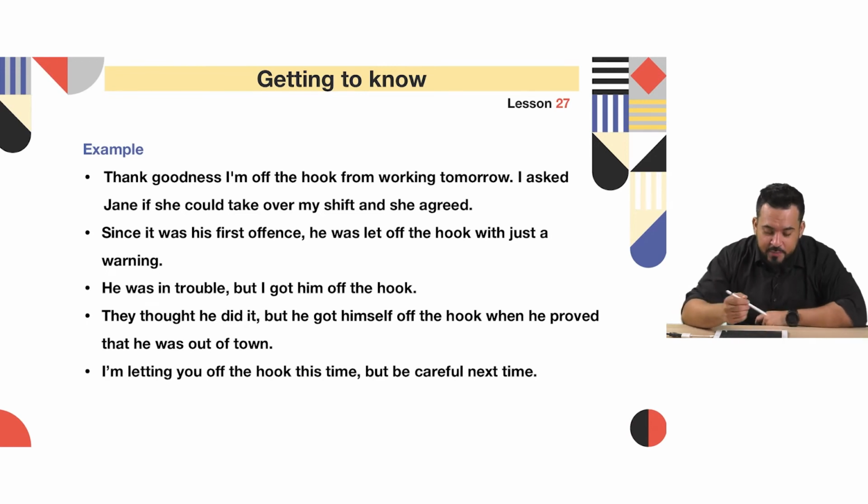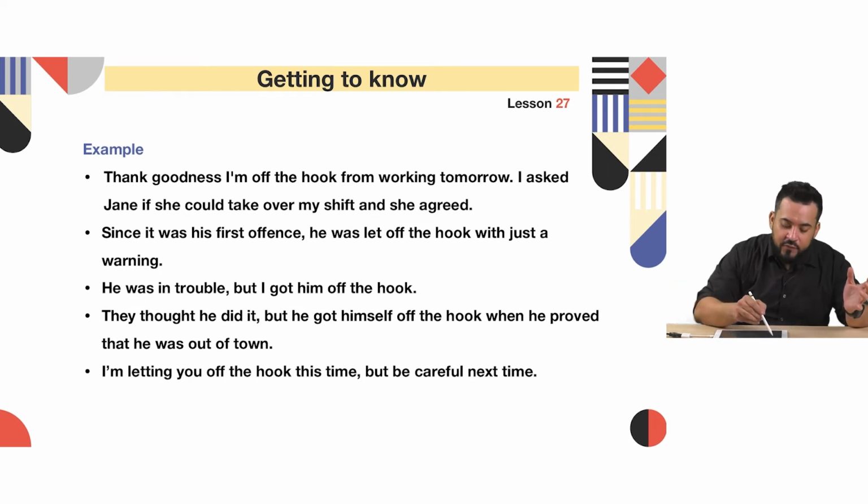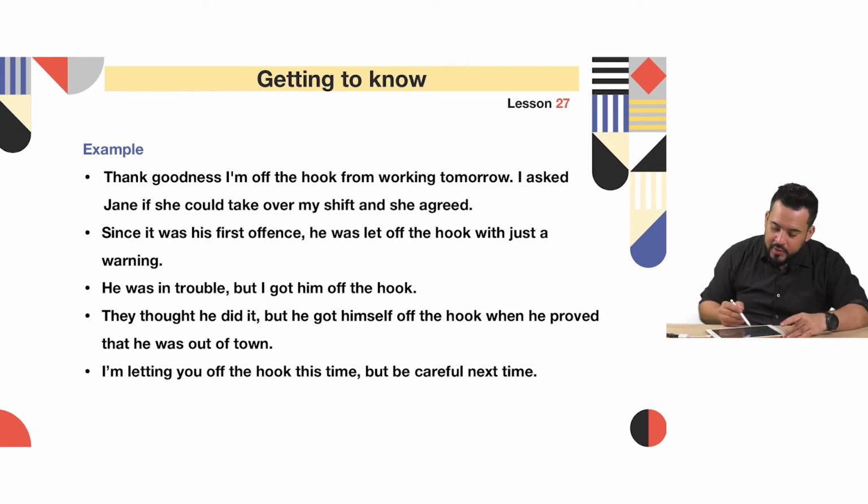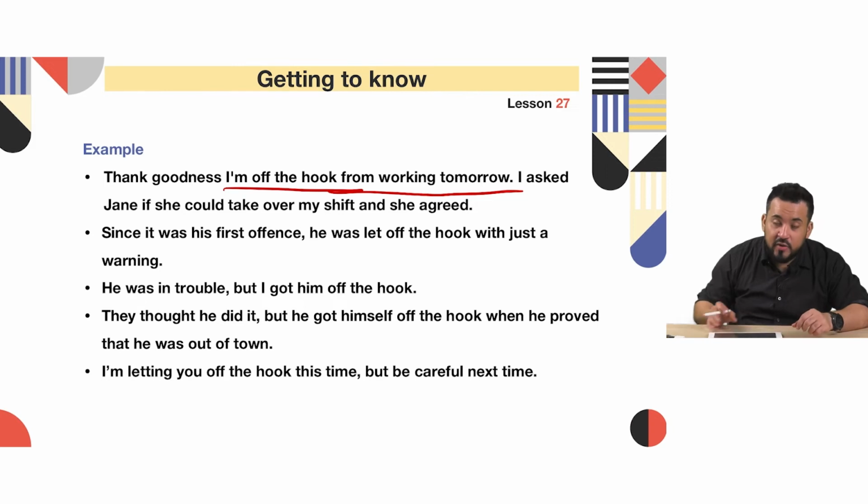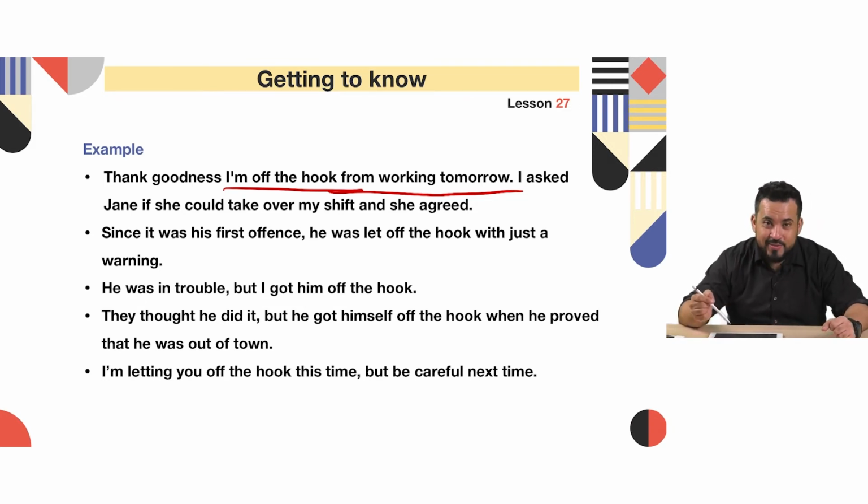First example, thank goodness I'm off the hook from working tomorrow. I asked Jane if she could take over my shift and she agreed. So why is he off the hook? Because he doesn't have to work tomorrow. He is off the hook because he is not working tomorrow. Okay, let's take a look at the next example.